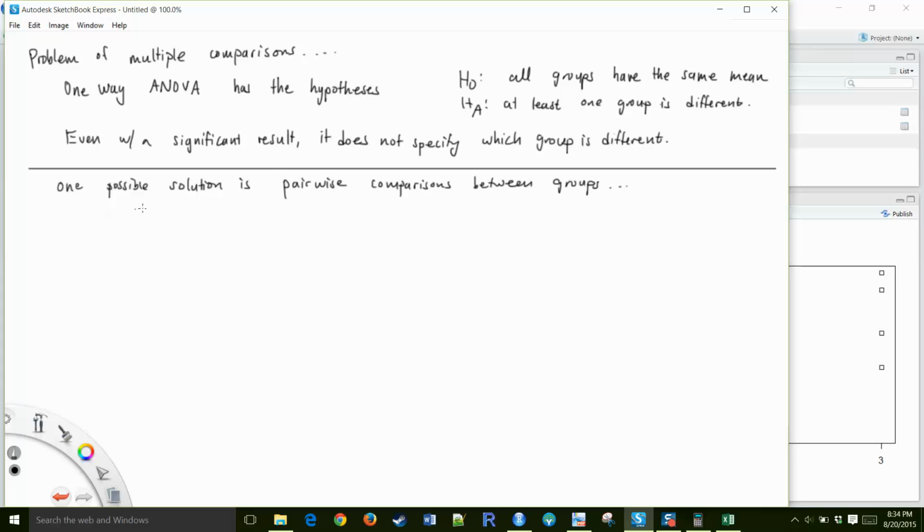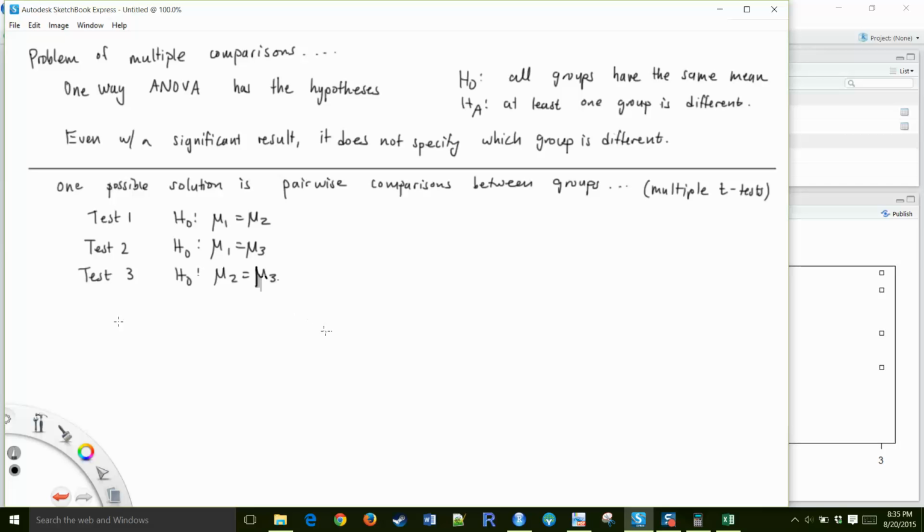But if you had a fourth group, then the question is, in a room of 4 people, how many handshakes will there be? You would have 6. If you had 5 groups, then it jumps up to 10. And if you had 20 groups, then it becomes 20 choose 2. How many handshakes are there? I don't know, 20 choose 2. Then it becomes 190. You'd be doing 190 t-tests.